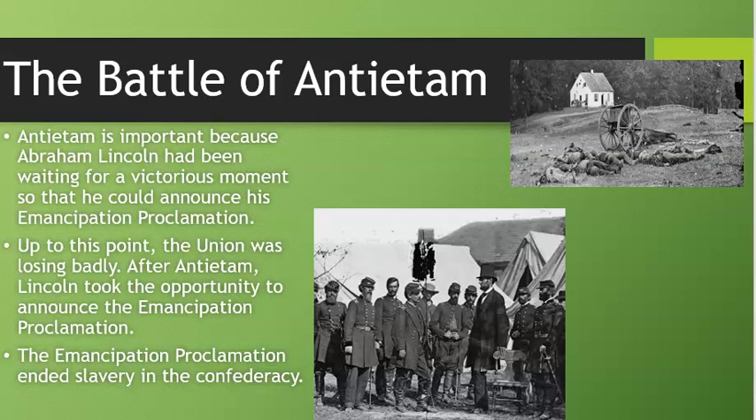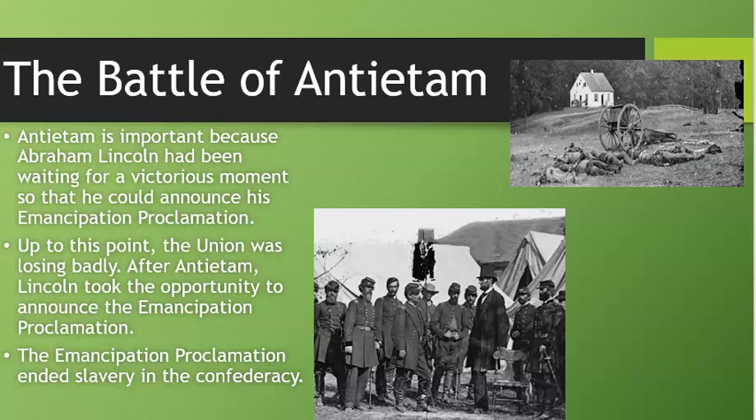Up until this point, the Union's not fighting this war for slavery. This war is not about slavery to the world. This war is about some state disagreements, right? And we all know that's not true. We all know the Confederates fight this war for slavery. And the Emancipation Proclamation makes the war about slavery. It ends slavery in the Confederacy, not anywhere else. Just the Confederacy. It doesn't end it in the country. It ends it in the Confederacy.